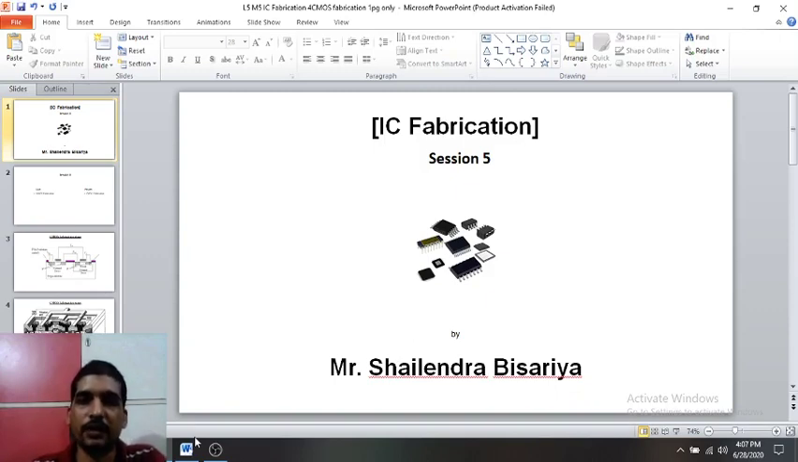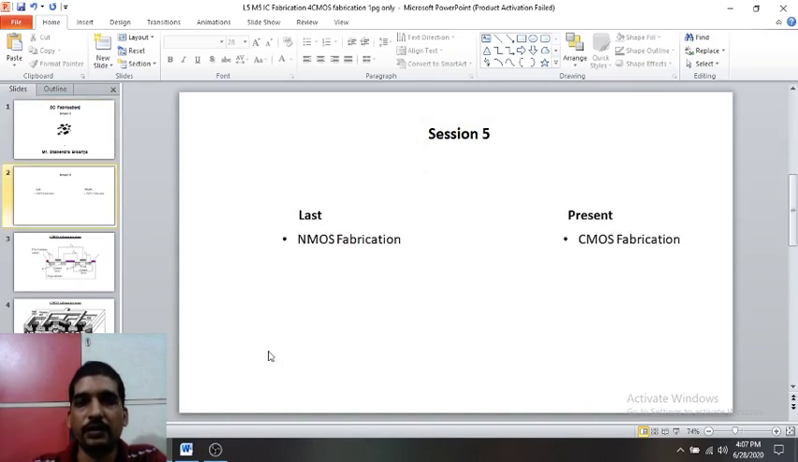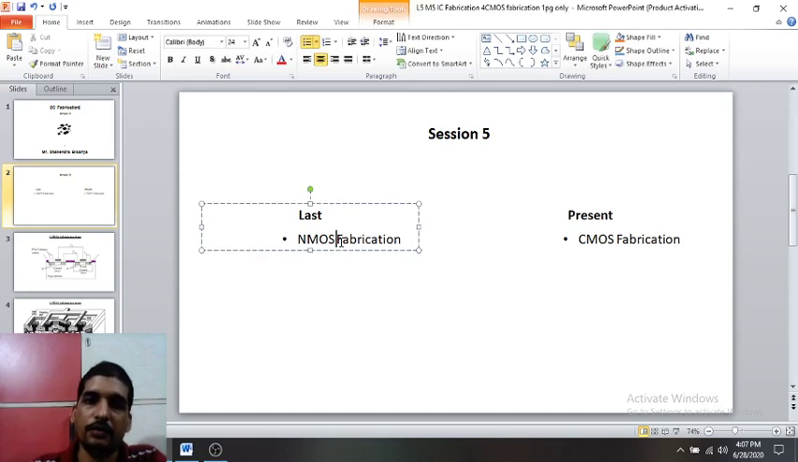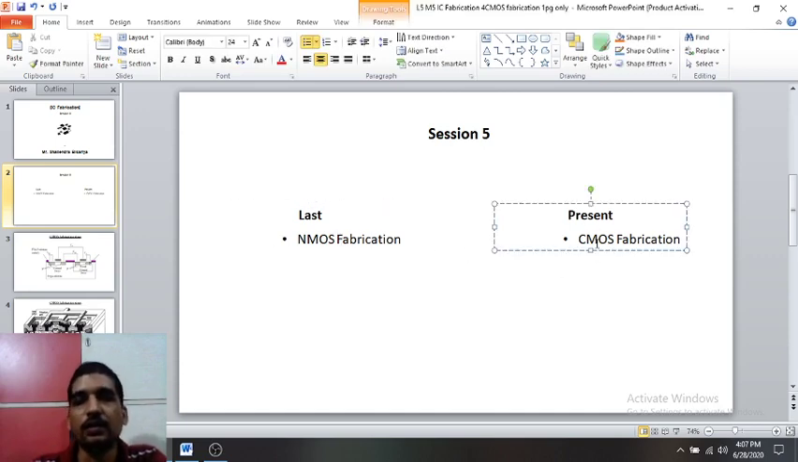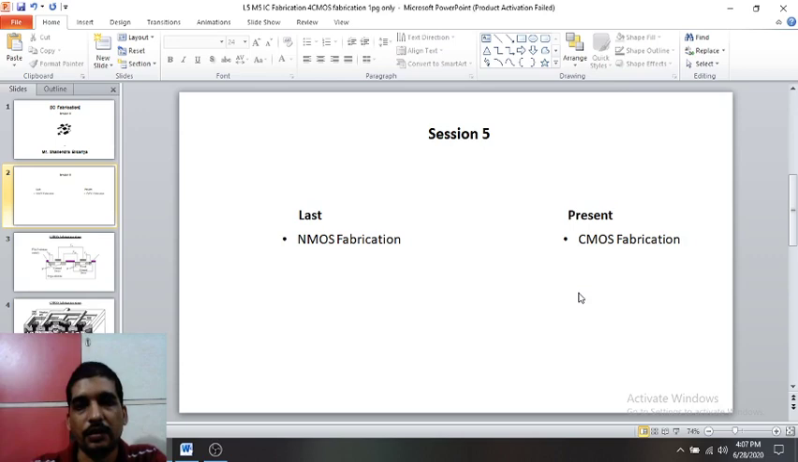Hi, welcome back to the session of IC fabrication process. This is session 5. Till now we have discussed in the last session about NMOS fabrication steps. We will continue further in this session about CMOS fabrication steps.